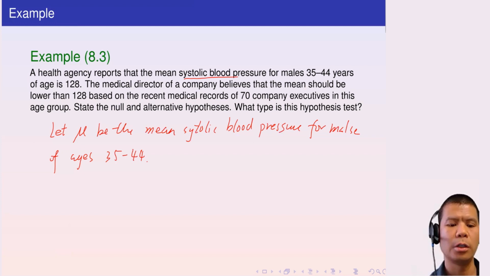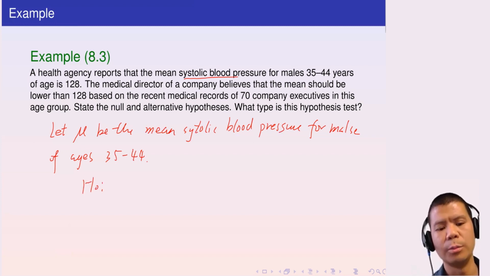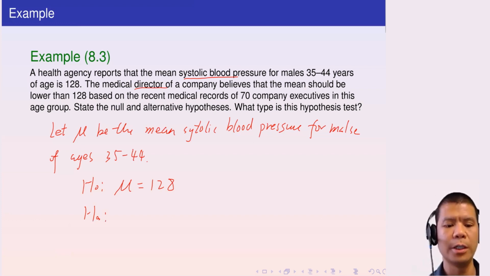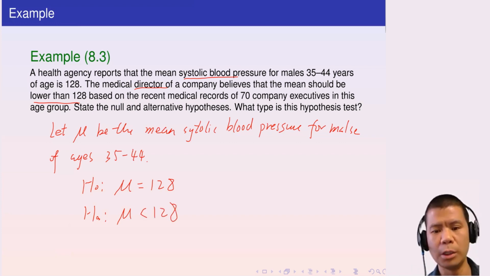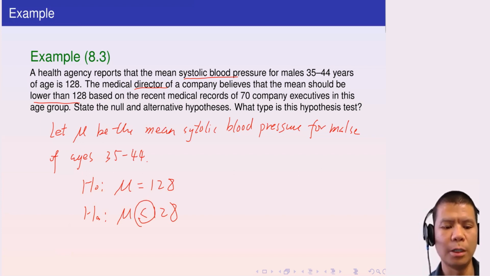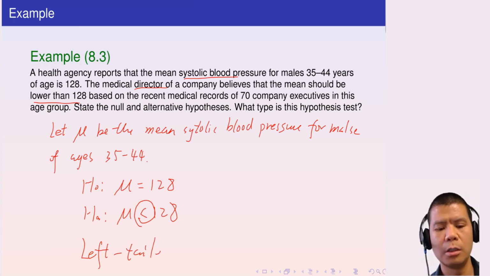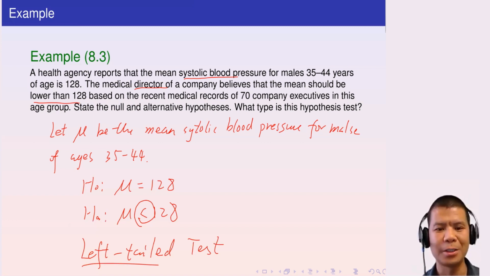Okay, so the null hypothesis contains the equal sign: mu equals what? 128. Okay, the alternative is what? This medical director believes it is lower than this, right? So mu is less than 128. Therefore, because this contains the less than, which points to the left, it is a left-tailed test.